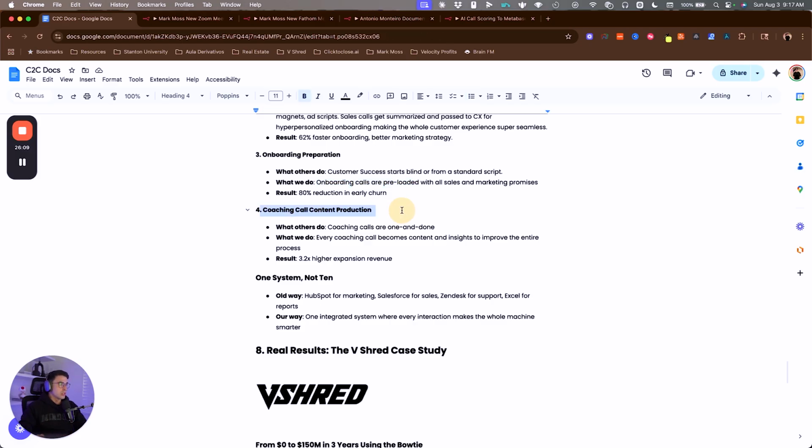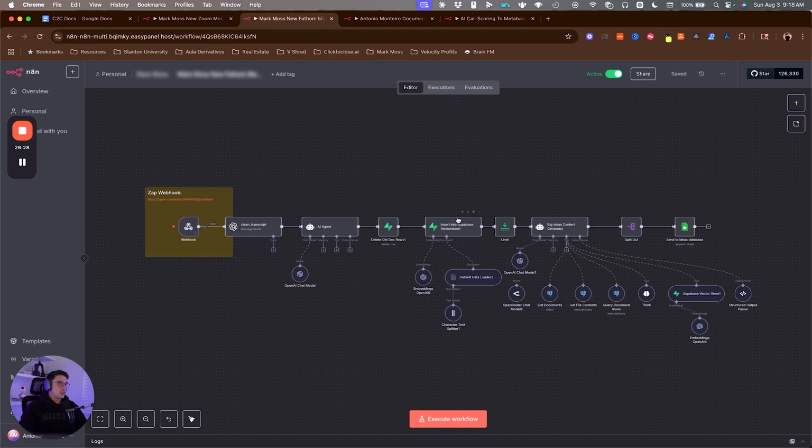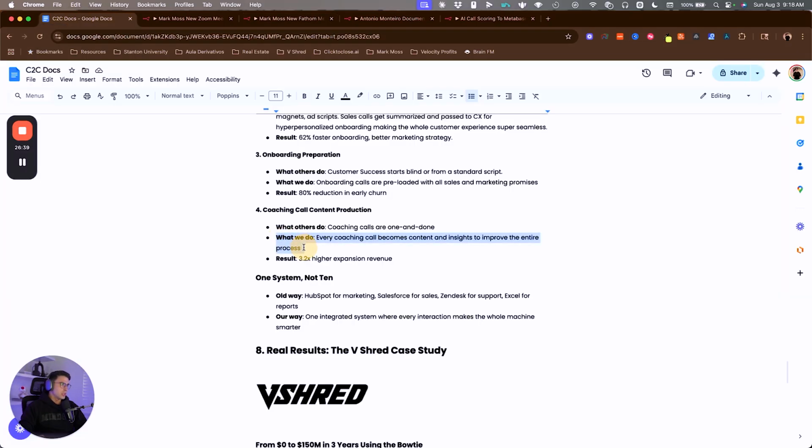And then the coaching call content production. This is another example where coaching calls happen and they're just stored in a Zoom folder and inside a community, right? What we do is every coaching call can become a part of a vector database. We're inserting the calls in the vector database, generating ideas and content insights, and then you're either sending this to the marketing team or putting it in a vector database for the coaching calls that your customers can access and ask questions. And the result is that you have higher expansion and retention.